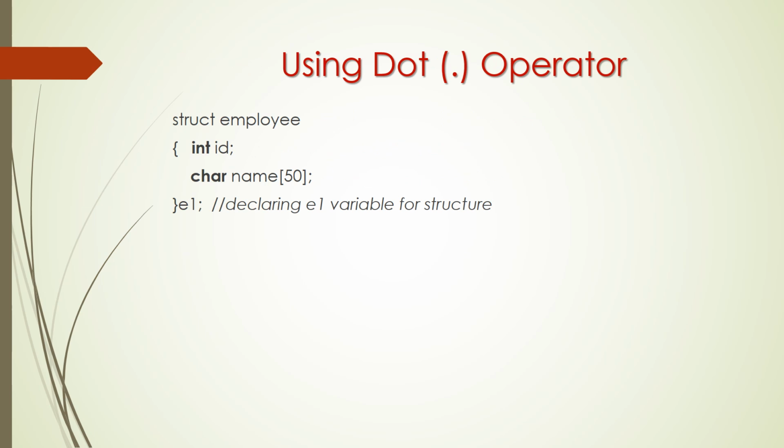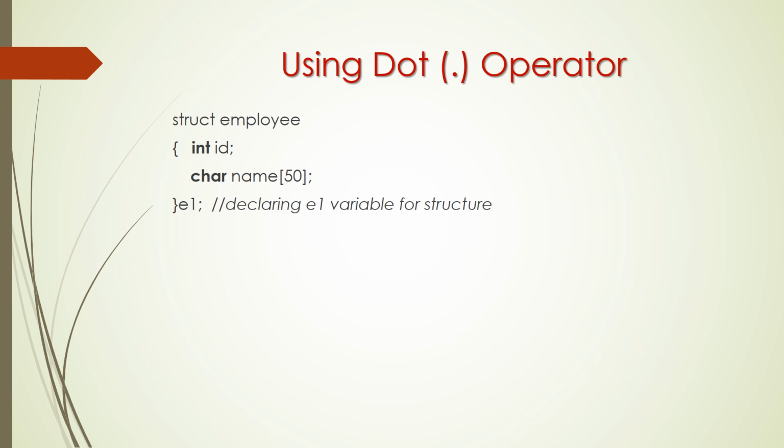This code defines a structure named employee. A structure is a user-defined data type in C that lets us group variables of different types together. The employee structure contains id, an integer to store employee ID, and name of 50, a character array to store the employee's name up to 49 characters plus the null terminator. And here, what is E1?